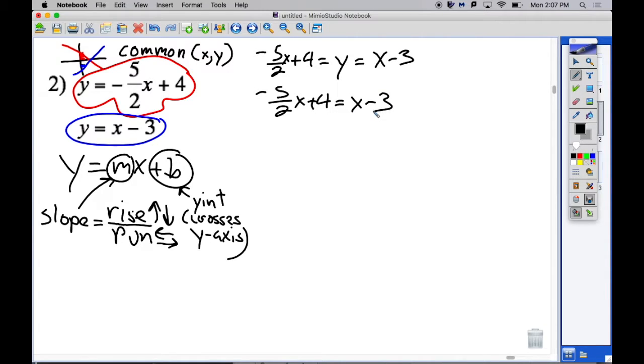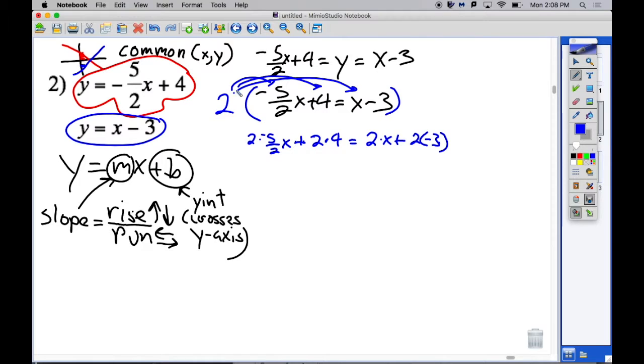Now one of the challenges we face with this particular problem is the fraction. Nobody likes fractions. Does anybody remember how we got rid of the fraction last time? Did you have to multiply or divide? Yeah, we had to multiply everything by the denominator, which is 2. So I'm going to multiply every one of these terms by 2. So I'm going to say 2 times negative 5 over 2 times x plus 2 times 4 is equal to 2 times x plus 2 times negative 3. So I'm multiplying every term by 2.